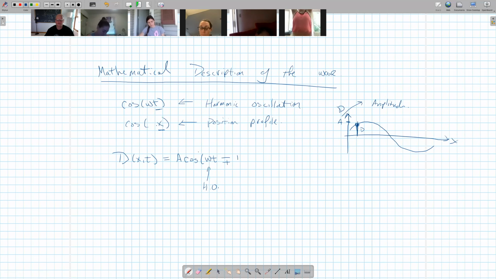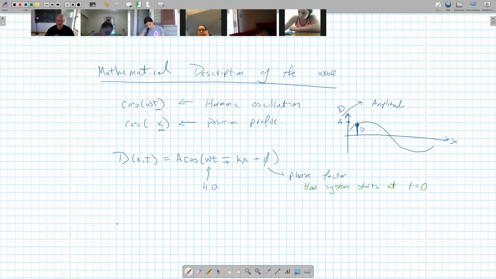Minus plus k times x. We'll talk about what k is in a second. Plus phi. Okay, so phi again is our phase factor. So this was the same phase factor we saw for harmonic oscillation. So this just tells me again how my system starts at time t equal to 0. Good. So let's write about some of these things.